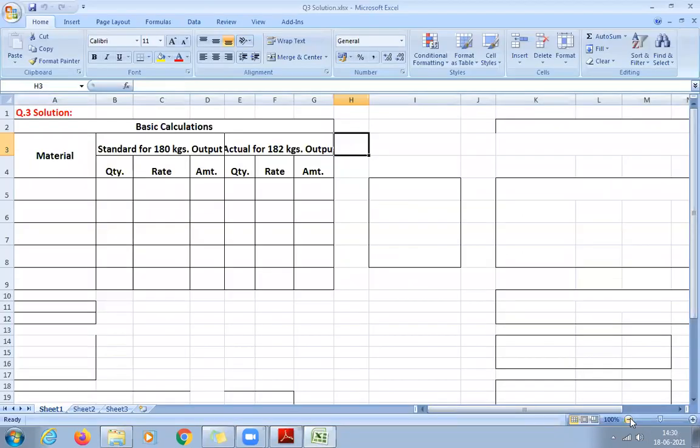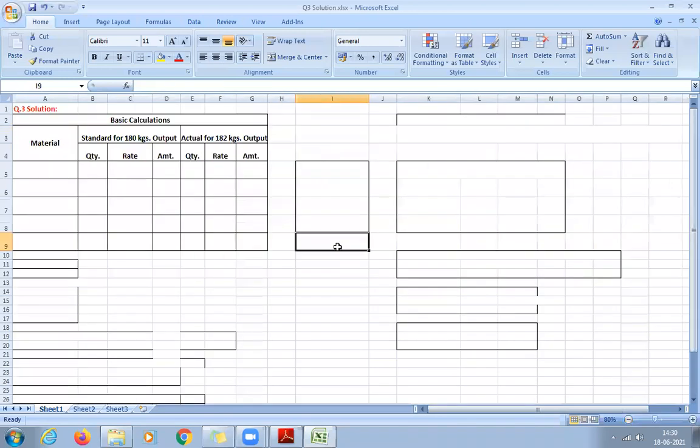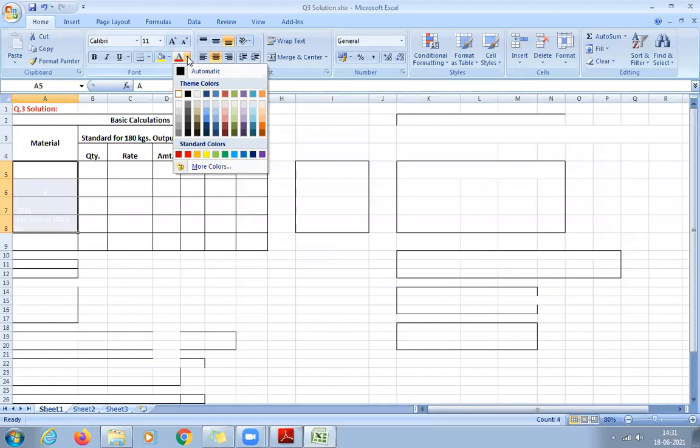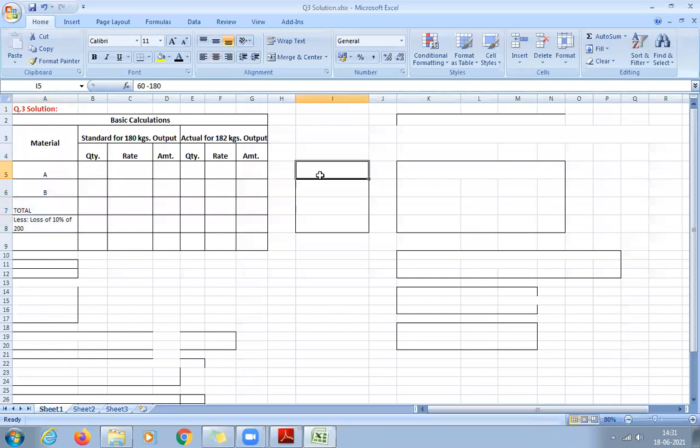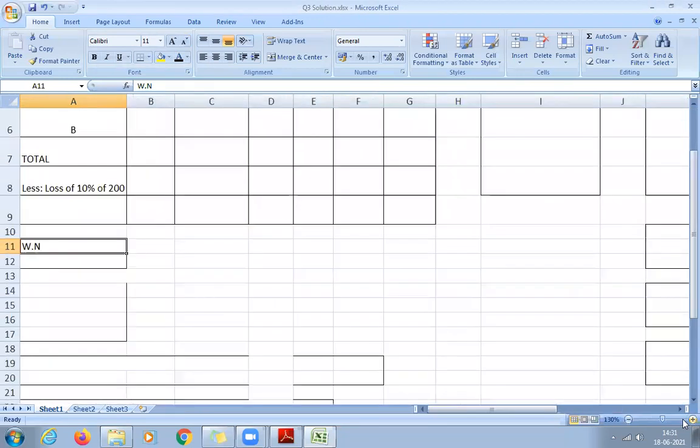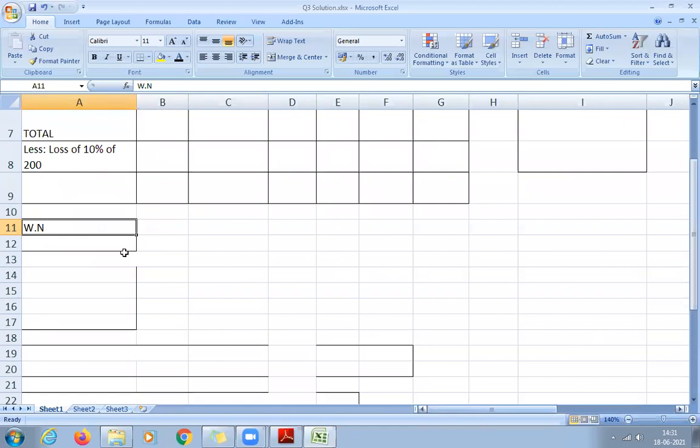So you have to draw this kind of table to do the basic calculations. Okay? So material A, B and C. So how to calculate that? We will show it in the working note. You can see there in the below. Are you able to see, students? So working note.